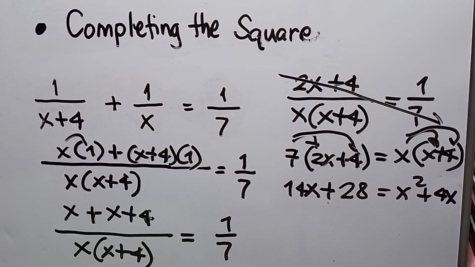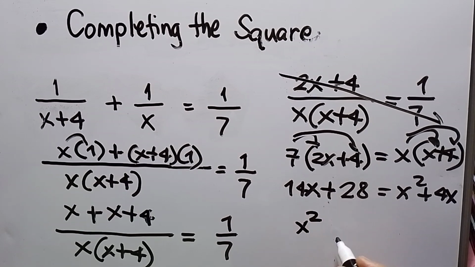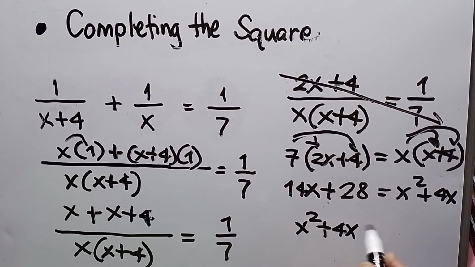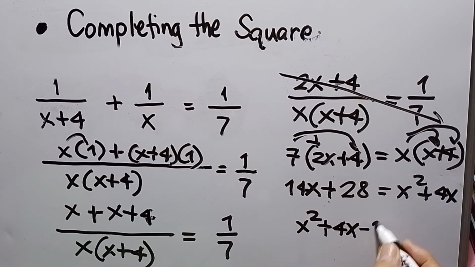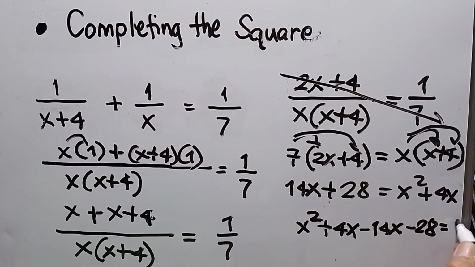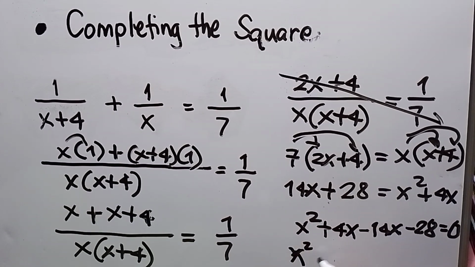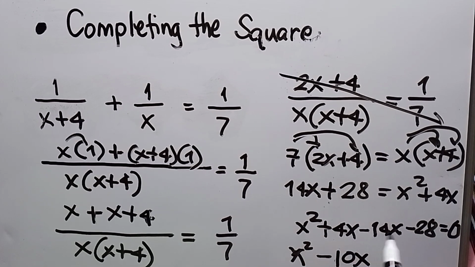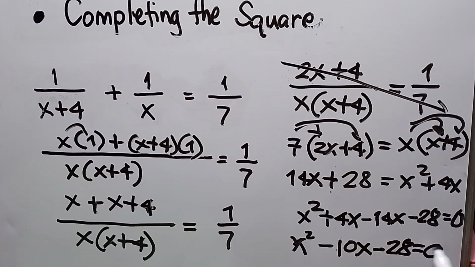4x. So to write in the standard form of quadratic equation, this will be x squared plus 4x. These terms will be transposed at the right side. So this will be minus 14x. Then this will be minus 28. And this is equal to 0. So this will be x squared minus 10x, because 4x minus 14x will be negative 10x. Then minus 28 is equal to 0.